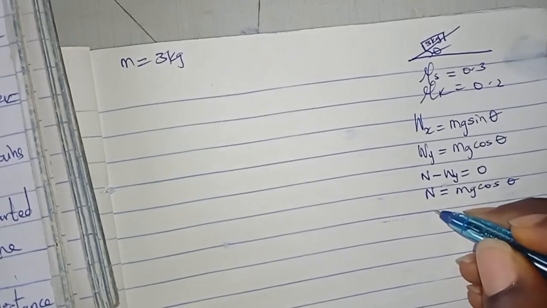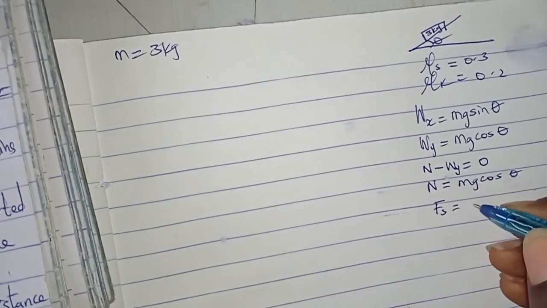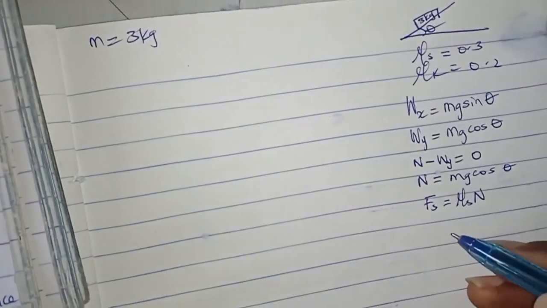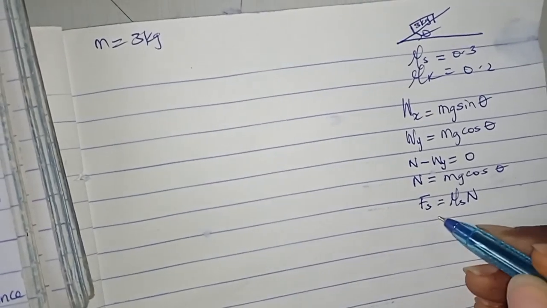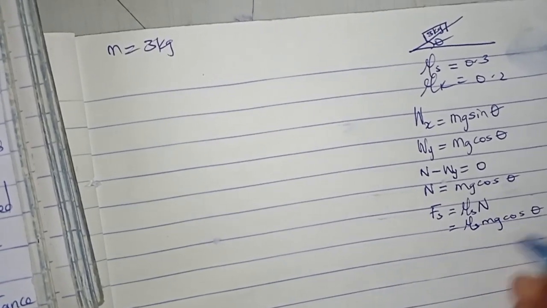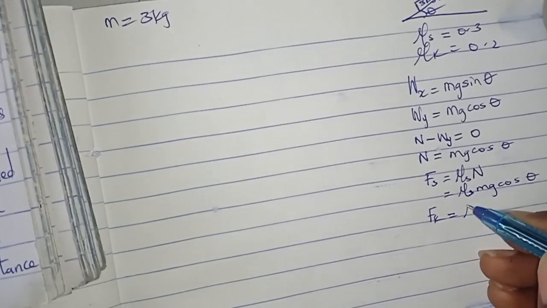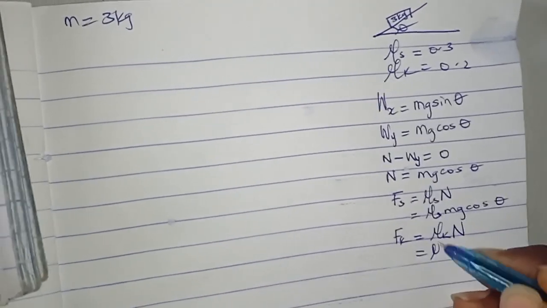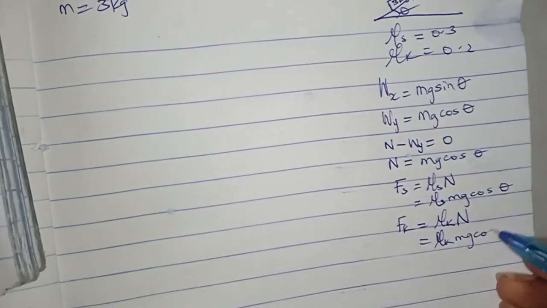Then we need to remember that when a body is at rest, f of s is equal to mu s N. That means this is the same thing as saying mu s mg cos theta. The same thing with f of k, which is mu k, the coefficient of kinetic friction, times the normal reaction, which is equal to mu k mg cos theta.